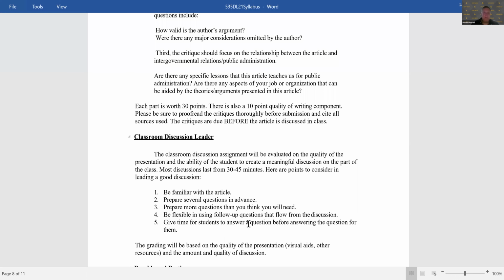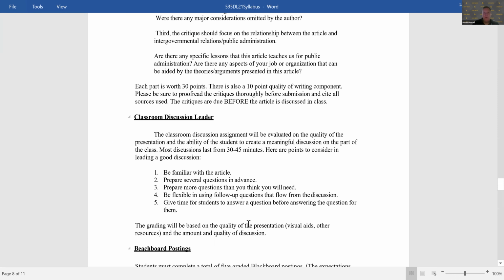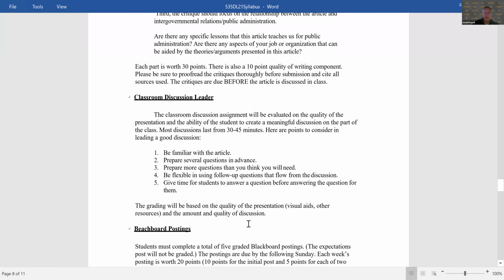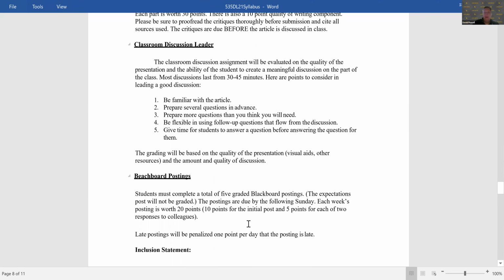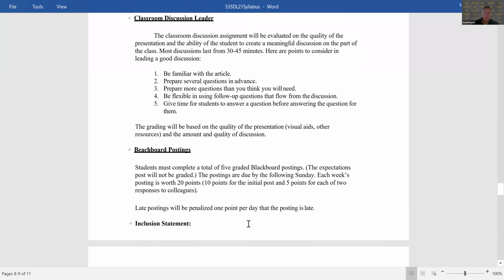And again, it's really important, think about this as soon as you can. As soon as we're done today, think about what article you would like to lead your discussion on. Send me an email with your top 3 choices, and I can start making these assignments as early as we can, so we can get everybody signed up and we know who is doing what in terms of their discussion leader assignment.